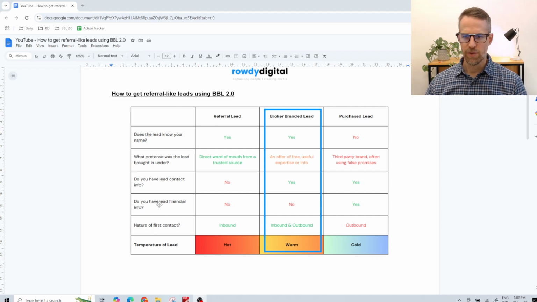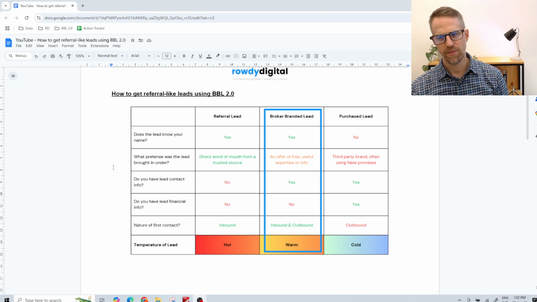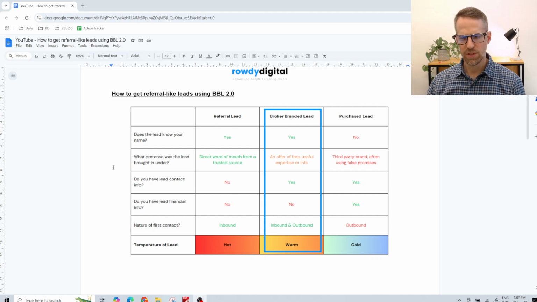And on the left here, we've got several attributes of what I would suggest make up a lead, right? So the first one is, does the lead know your name? The next one is, what pretense was that lead brought in under? Do you have lead contact information? Do you have lead financial information? And what's the nature of that first contact? Is it inbound, meaning they're contacting you, or is it outbound, meaning you have to contact them?